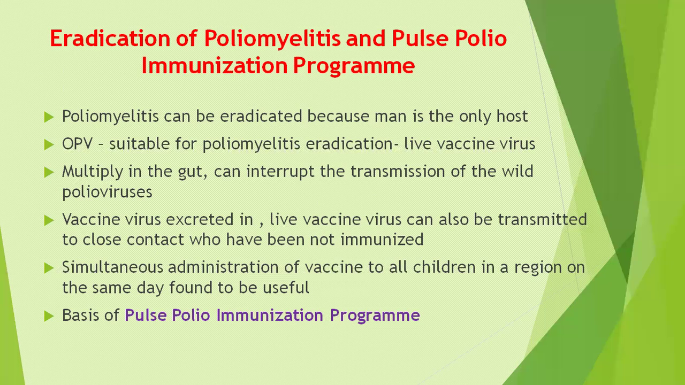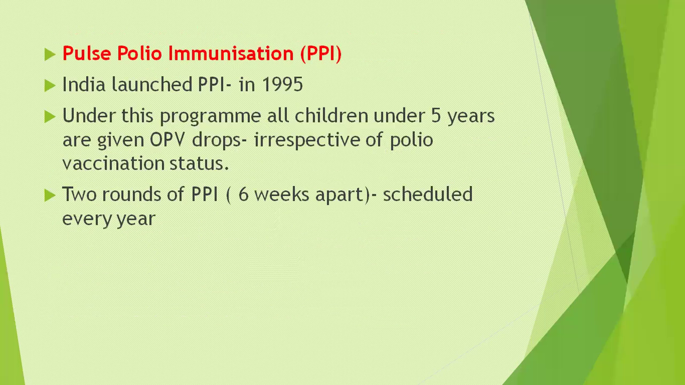This vaccine virus is also excreted in the stool, so it can be transmitted to close contacts who are not immunized, that is, other children who are not vaccinated. To avoid this, simultaneous administration of vaccine is done, which means we give the vaccine to all the children in a region or a particular place on the same day, which is found to be useful. This is the basis for the Pulse Polio Immunization Program.